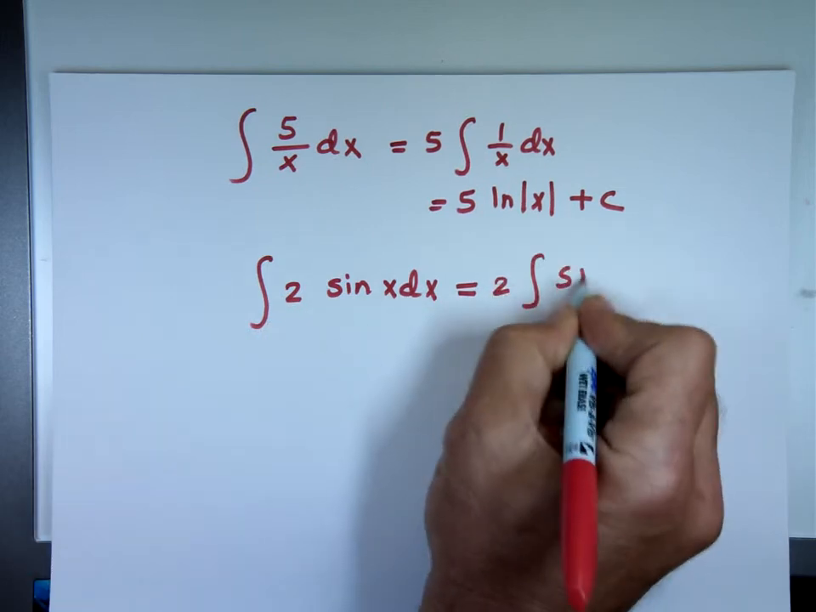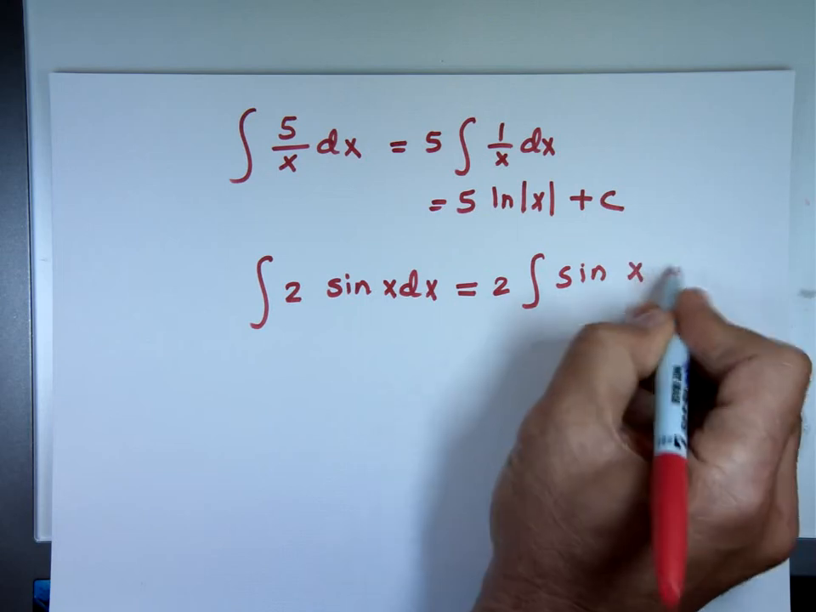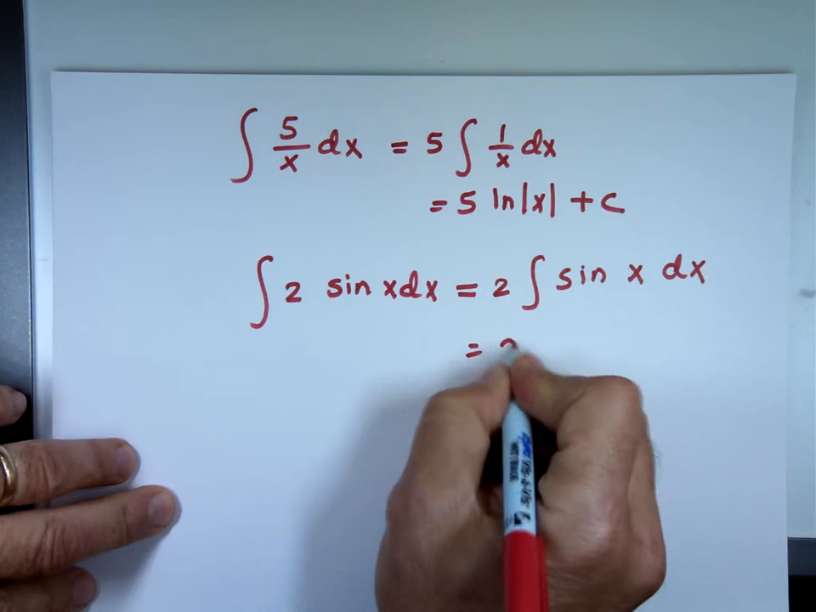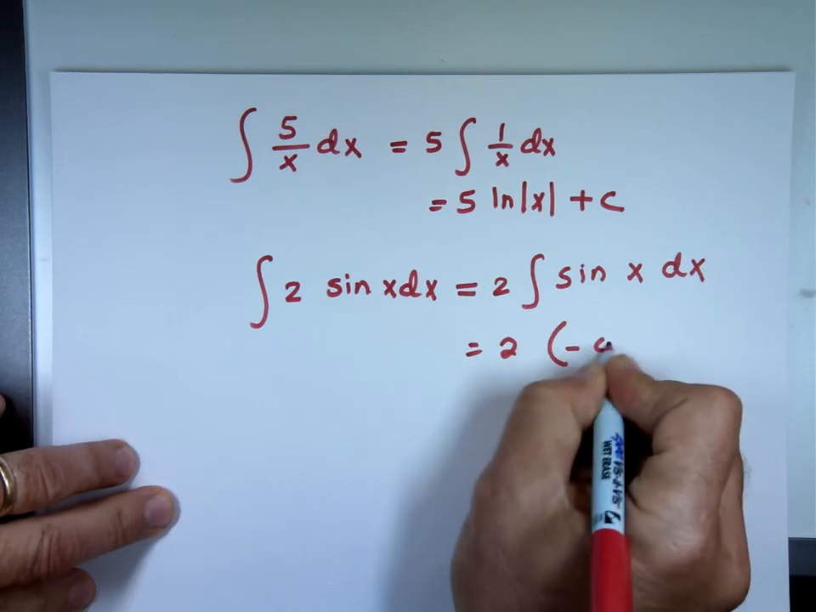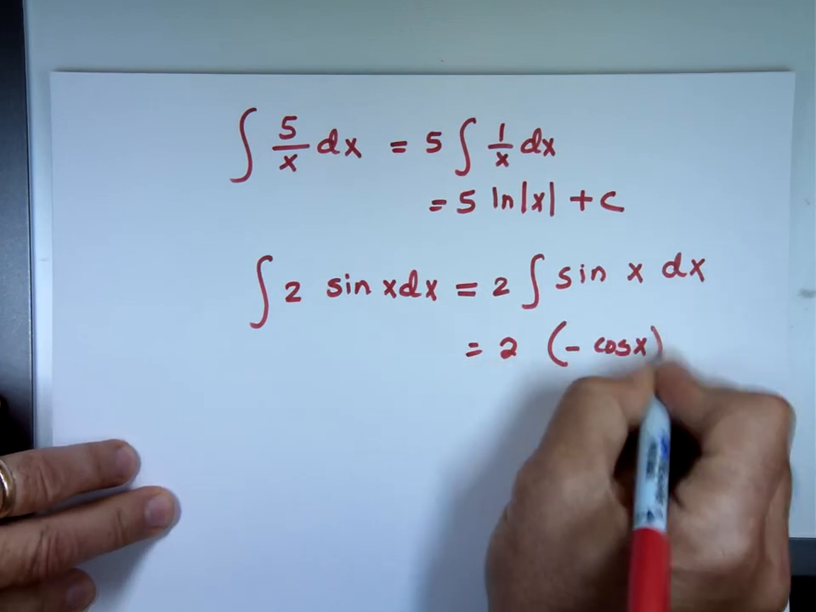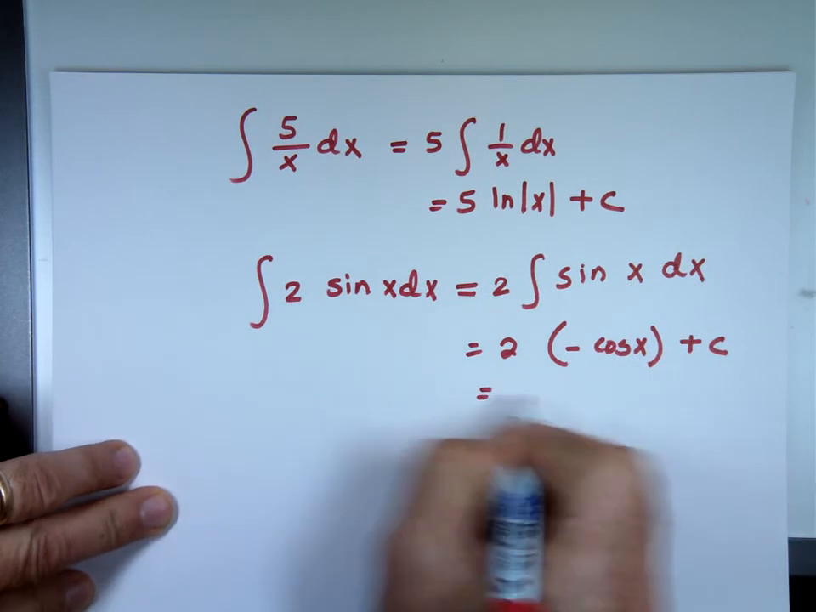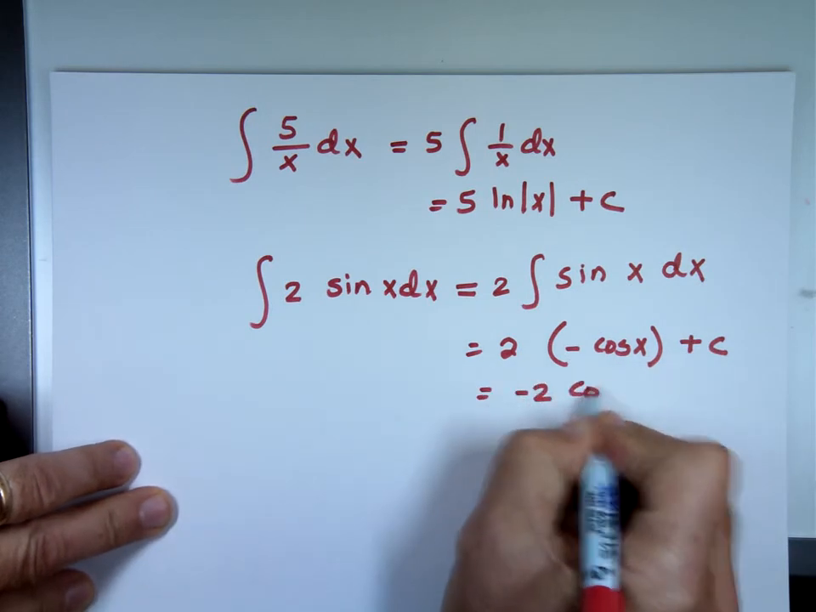Does anyone know what the integral of sine of x dx is? What function has sine x for a derivative? Cosine? Well, negative cosine. Negative cosine. Yep, right? So here's the 2, negative cosine of x. And don't forget to add the c. So that's negative 2 cosine x plus c.